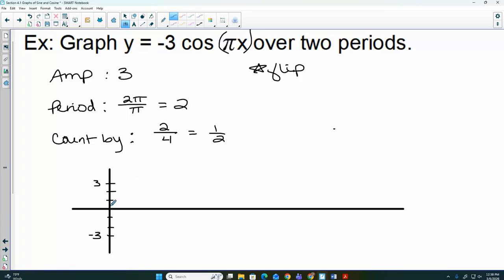Points on the x-axis. I'm starting at 0, and I count by 1/2. So we should have 5 total points. 0 and 4 after that. Add 1/2 each time. So we get 1/2, 1, 3/2, 2.